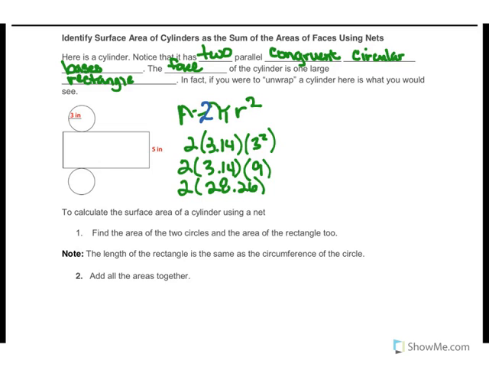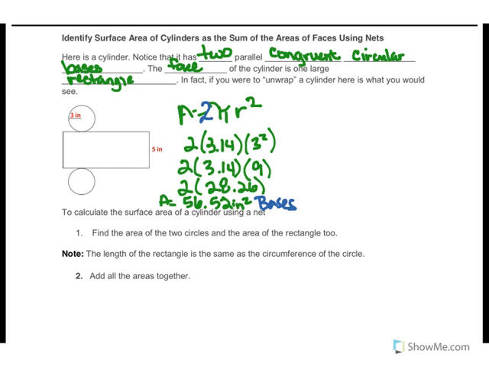Actually, that is the area for just one circle. But when I multiply times 2, then I have 56.52. Don't forget your units, which is inches, and we're talking about squared inches, so I have an exponent of 2. This is the area for both bases. And I like to write what my answer represents so that way I don't get confused. And that's what we just did. We found the area for both bases.